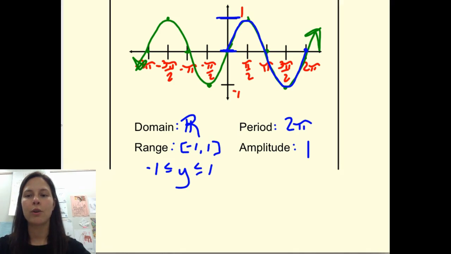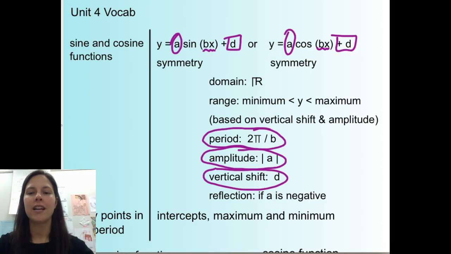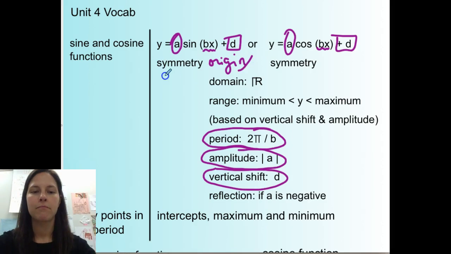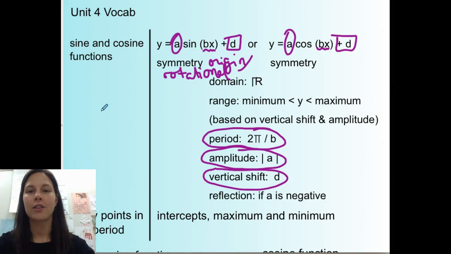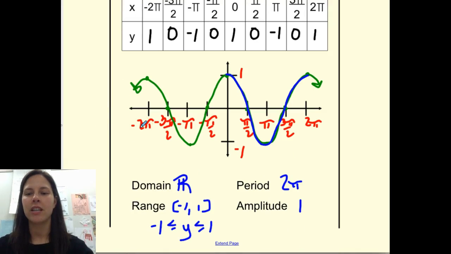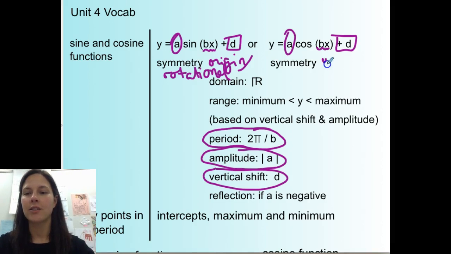This one you could rotate. If you look at that blue wave and you rotated it around the origin, you would end up on top of that green wave. So the sine function has origin or rotational symmetry. Taking a look at our cosine function next for its symmetry, notice it can be reflected across the y-axis. So this has y-axis or reflectional symmetry.